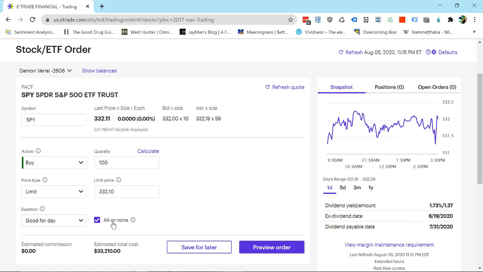All or none also doesn't really matter. But that's pretty much it. That's how you trade a stock in E*TRADE 2020.